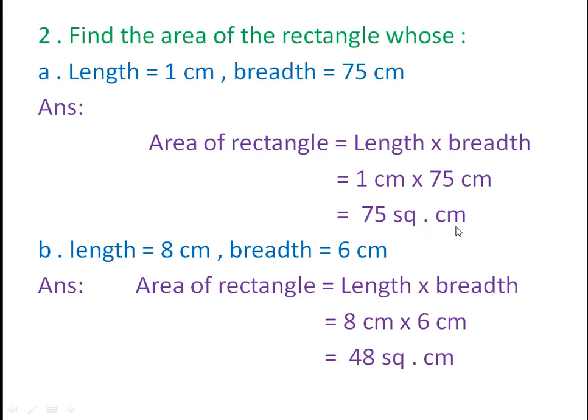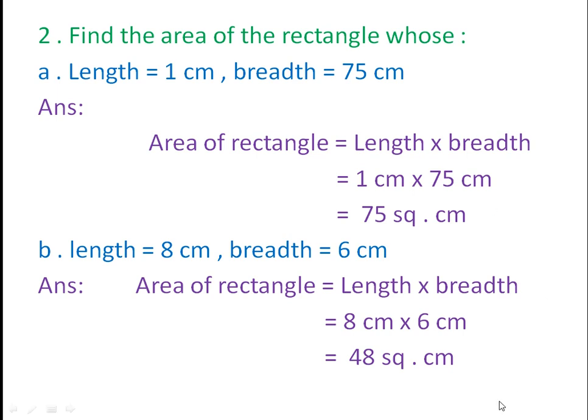Right, this is very important. In area we measure the units in square centimeters. That is very important. Okay, next, B problem. Length is equal to 8 centimeters, breadth is equal to 6 centimeters. First write down the formula for the area of the rectangle: length multiplied with the breadth. Write down the length value 8 centimeters, the breadth value 6 centimeters, and multiply both values. 8 6s are 48 square centimeters. Like this we should calculate the problems, and the formulas are also important.